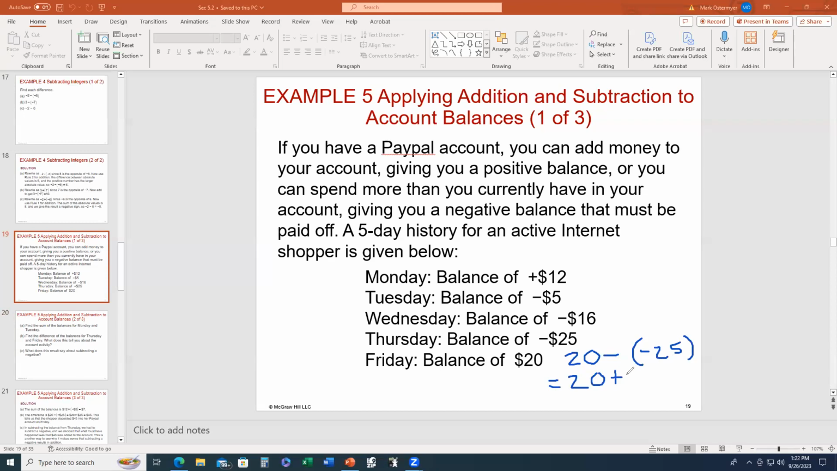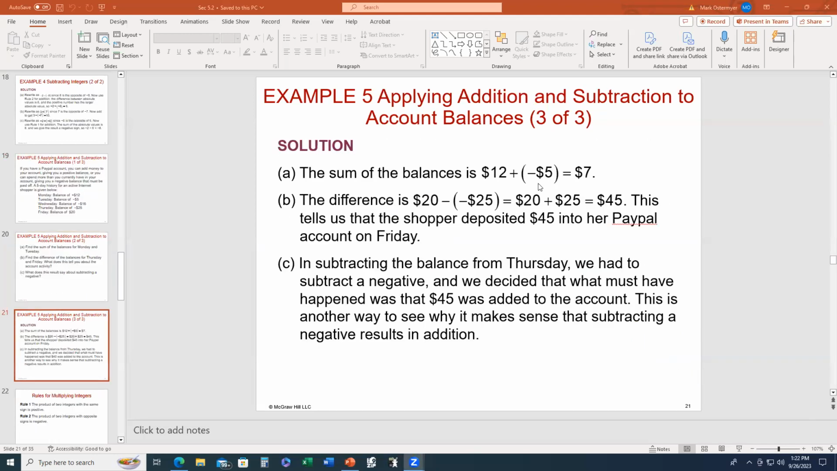What's the opposite of negative 25? Positive. And these add together to give us what? $45. So I should have done the problem this way because this illustrates that we added $45 to our account from Thursday to Friday, correct? That true? Okay. So that makes sense.